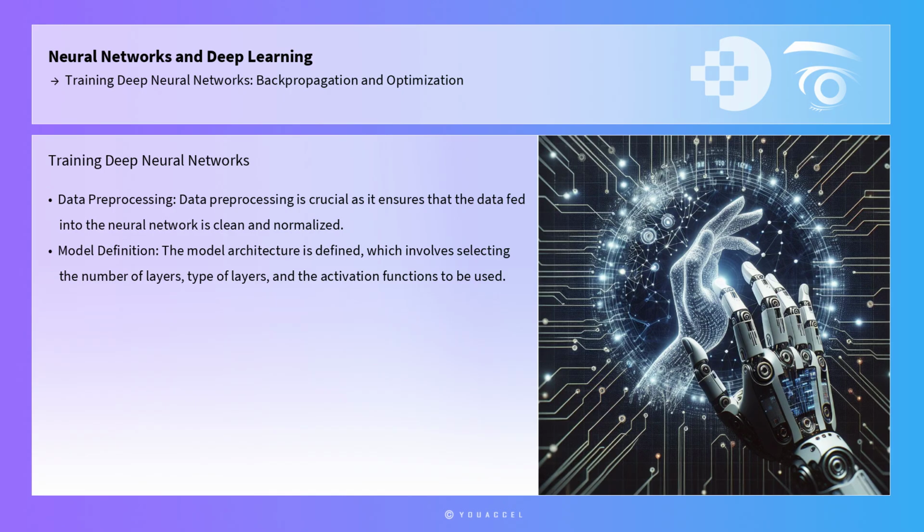In practical applications, training deep neural networks involves a series of steps that include data preprocessing, model definition, training, and evaluation. Data preprocessing is crucial as it ensures that the data fed into the neural network is clean and normalized. Techniques such as data augmentation, normalization, and feature scaling can improve the performance of the model significantly. Once the data is ready, the model architecture is defined, which involves selecting the number of layers, type of layers, and the activation functions to be used.